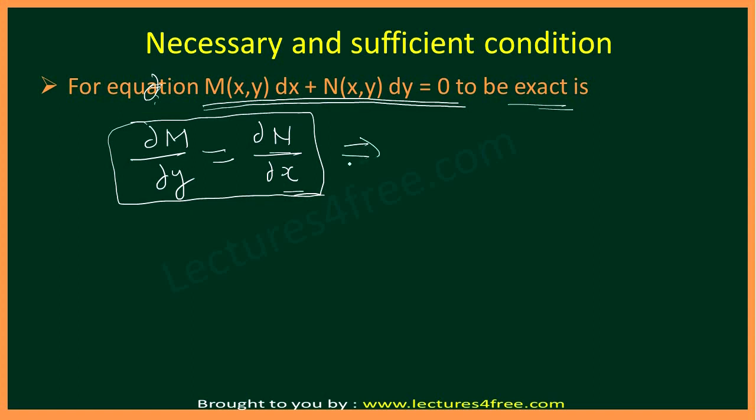If you don't know, then just understand this thing. We will differentiate M with respect to y, keeping the other variable as a constant. It is a partial derivative, which means we have to partially differentiate M with respect to y, keeping the other variable constant, and this term represents the partial differentiation of N with respect to x. If this condition is valid, then our equation, which is in the form M dx plus N dy equal to 0, is said to be an exact differential equation.